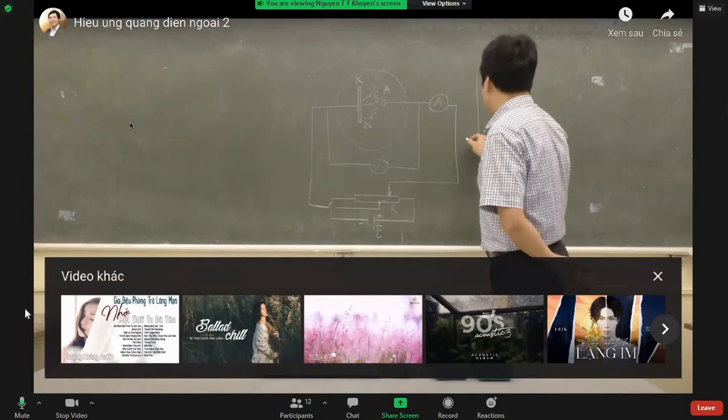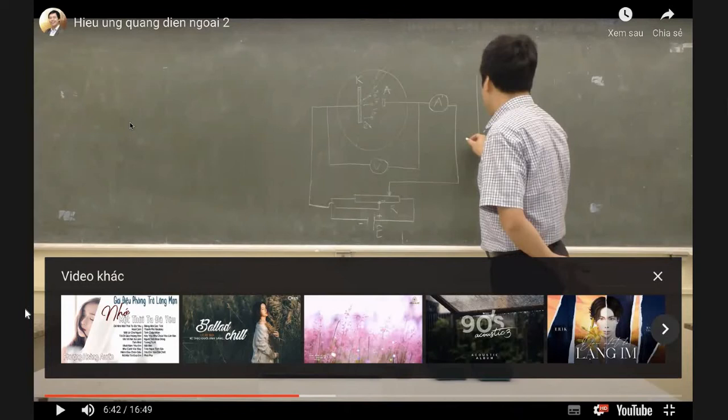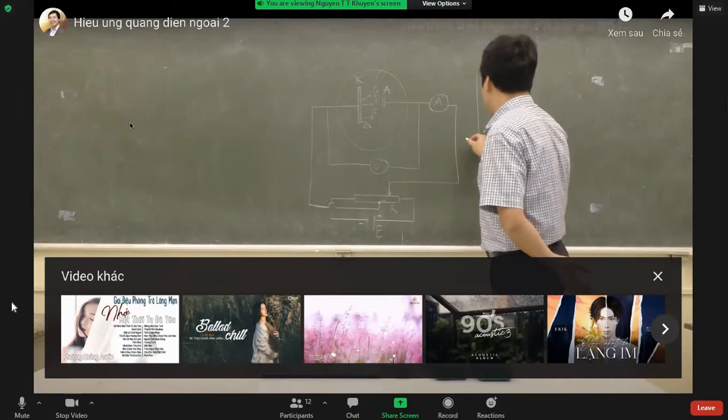So the photoelectric effect is the phenomenon of injecting electron formation by photons in the light. Photon of the light, yes.